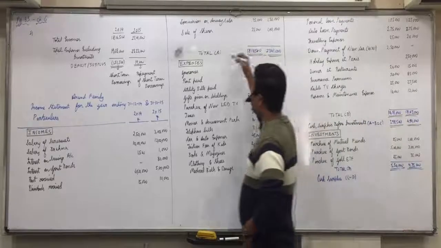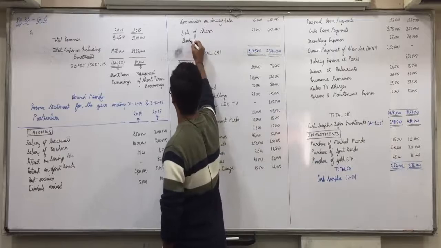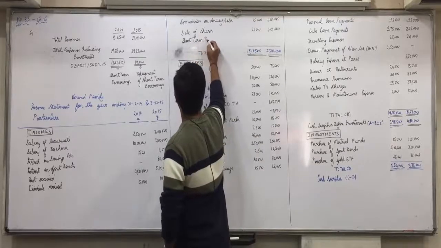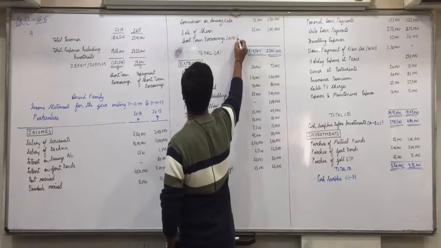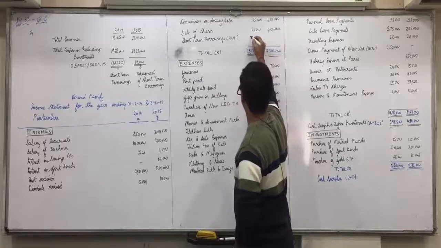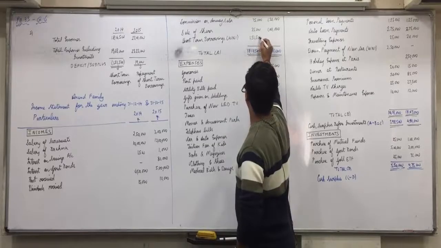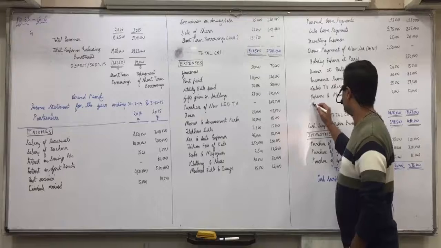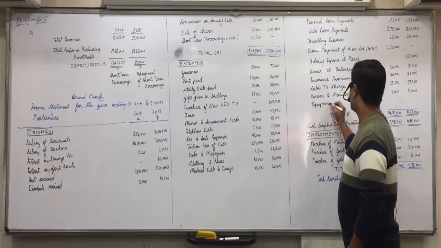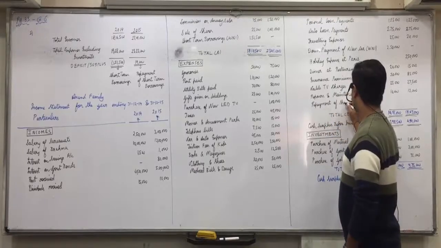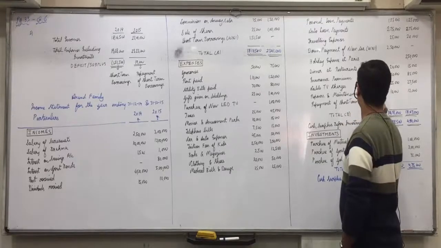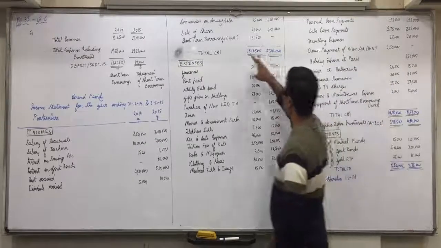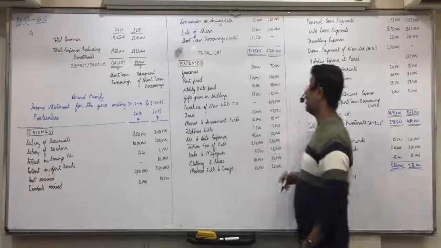So here we'll take short-term borrowings in bracket working note 1, 1,51,500. And here we will take repayment of short-term borrowings in bracket working note 2, not working note 1, both the places working note 2, 19,000.